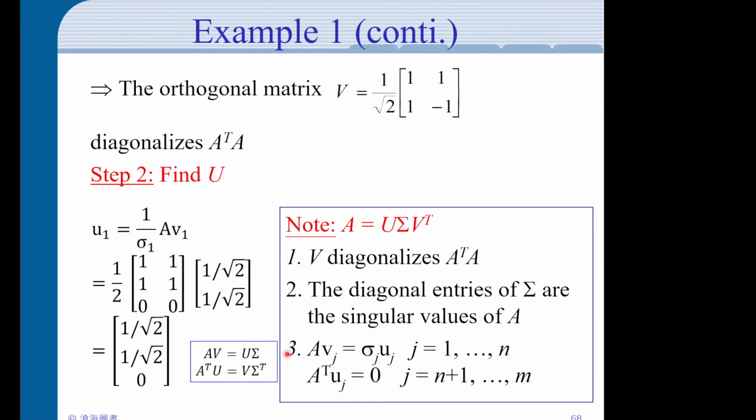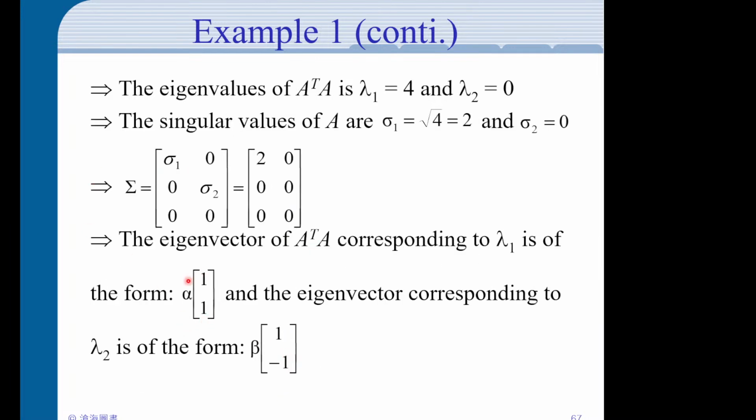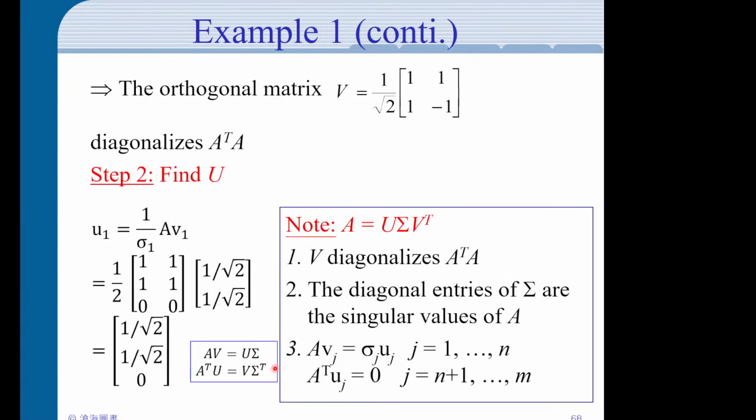But we want to make it orthogonal, so we normalize to length 1, and the normalization is 1 over square root 2, times (1, 1) and (1, -1). This is the diagonalization of ATA. So we find our VT, and then we want to find the U. You can find the U by doing AAT again, but here we do a bit of a smarter thing.